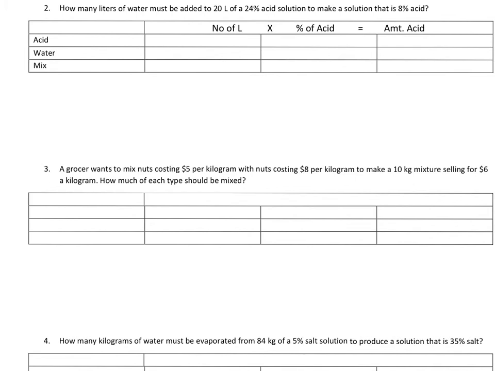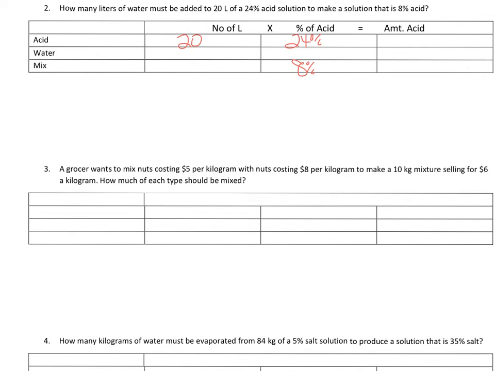So if we go back and read through this, I know that there are 20 liters of my acid solution. And my acid solution is 24% acid, okay? And then I also know that I want to add water to my acid solution to make a solution that's 8% acid. So in other words, my mixture needs to be 8% acid.